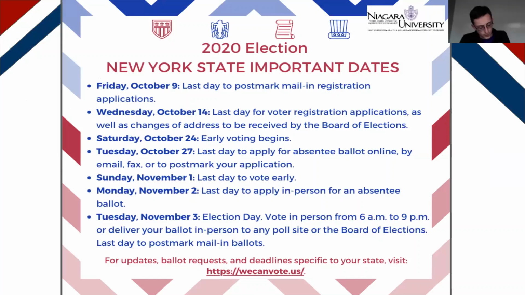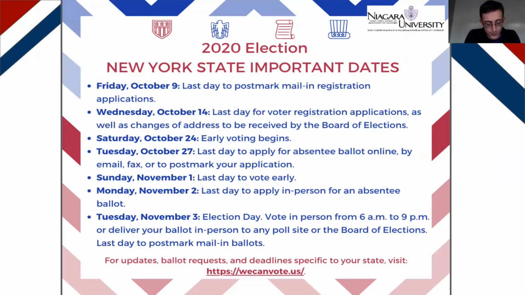There are many important dates to keep in mind. October 9th is the deadline for mail-in voter registration forms. October 27th is the last day to apply for an absentee ballot online. And once again, if you're experiencing a problem with that, we will remind you around October 27th to remember to apply. November 3rd is the election.